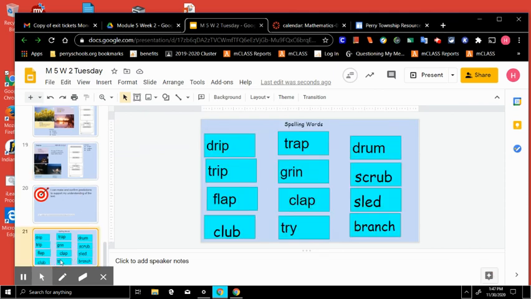And then our spelling test is on Friday. Drip, trap, drum, trip, grin, scrub, flap, clap, sled, club, try, branch. And remember, the spelling test is on the back of the writing pages, to do when we get to our spelling test.